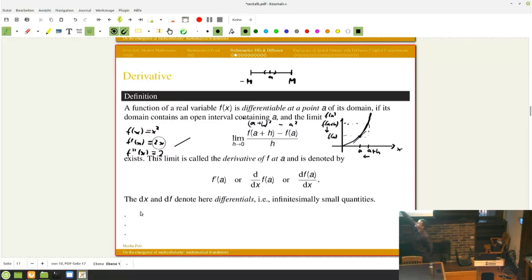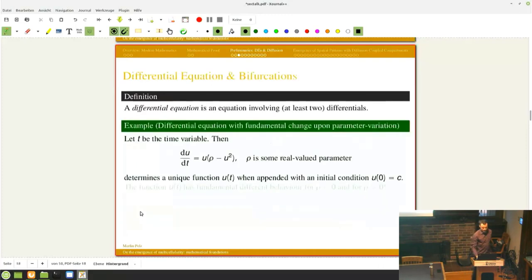Then these two things, the dx and df inside this notation, are very much reminding us about this limit, that these are basically numbers which are going to zero, right? In the denominator and in the numerator, these are called differentials. Okay. A differential equation is an equation which involves at least two differentials.